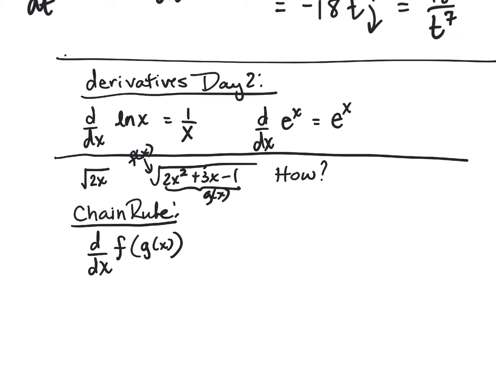When we do this, what we find is we get f prime of g of x times g prime of x. In other words, we take the derivative of the outside function, and then we multiply that by the derivative of the inside function. Now, I'll show you some examples of how this works.